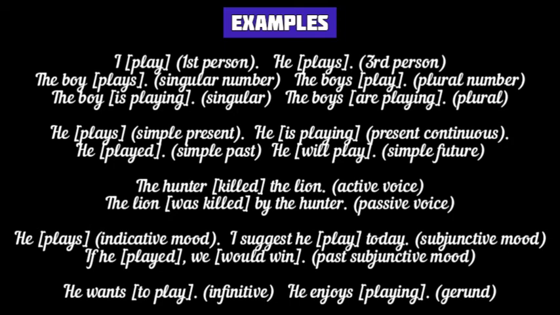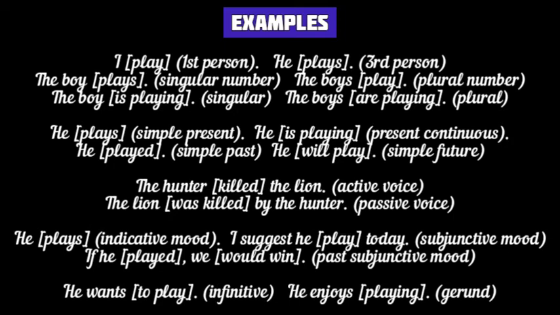A verb is also conjugated to show its voice. The verb killed in simple past tense active voice conjugates as was killed in passive voice. Here the main verb killed is conjugated by combination with the auxiliary verb was.